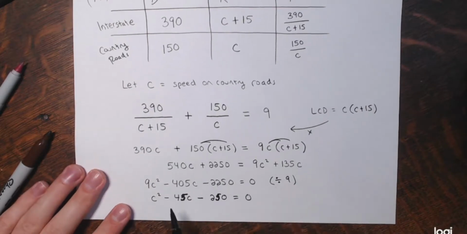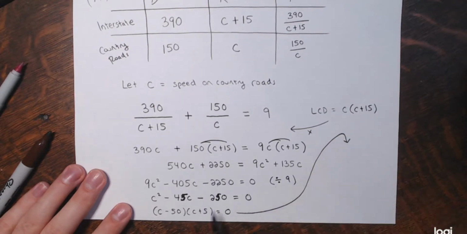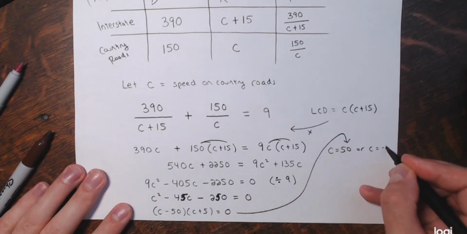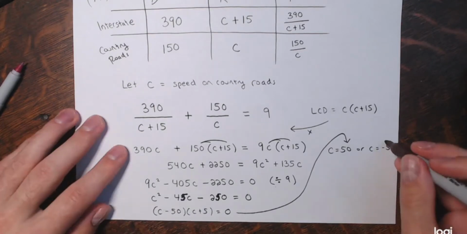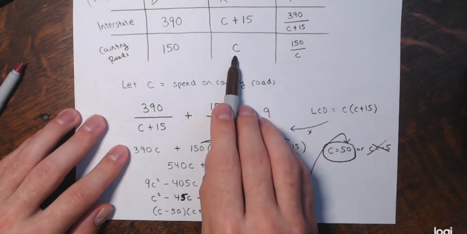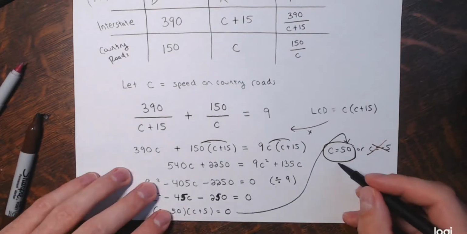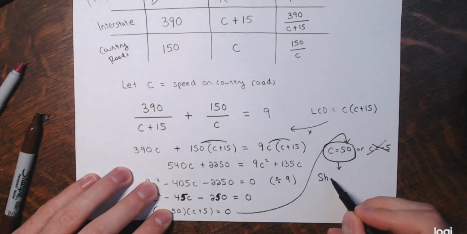And this should factor nicely. This factors to c minus 50 times c plus 5 equals 0. So C is either 50 or negative 5. And the only one that makes sense with the problem is 50. Negative 5 doesn't work because we don't want negative speeds or negative rates. So it looks like Sharon's speed on the country roads was 50 miles an hour.